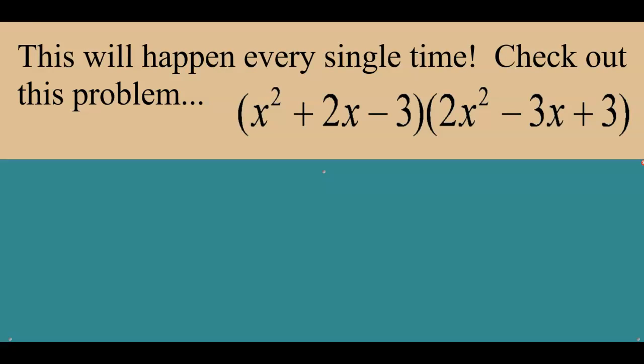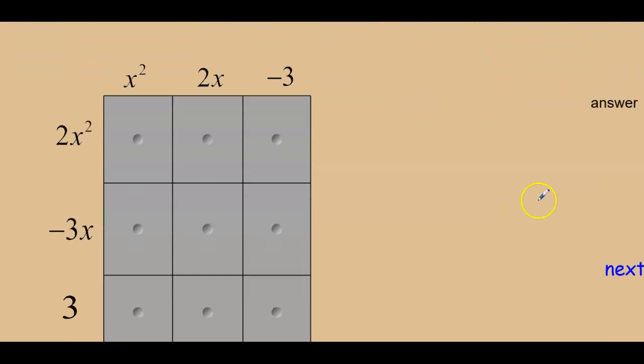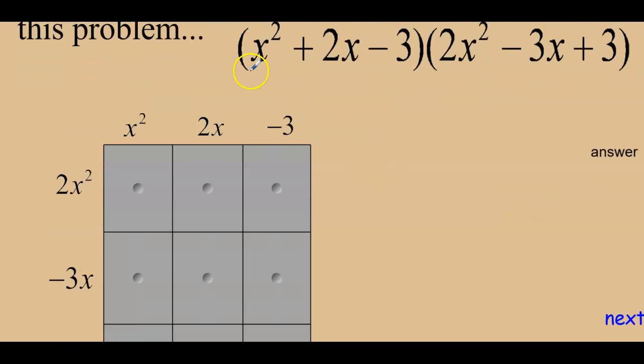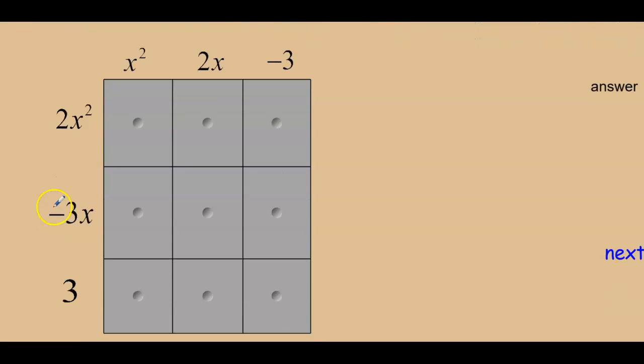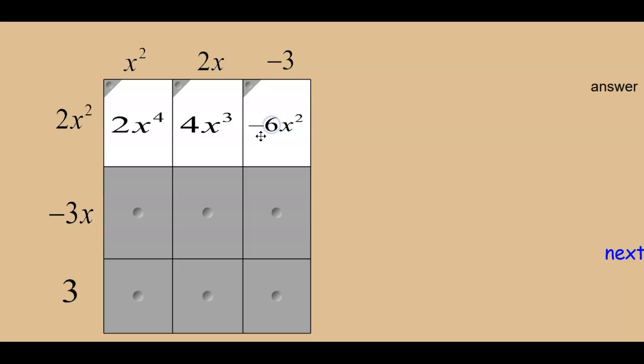What I'd like you to do is set this up as an area problem. So watch. I took my first trinomial this time, x squared, 2x, minus 3. And along the side, I did my second trinomial, 2x squared minus 3x and a positive 3. And look what happens. 2x squared times x squared is 2x to the 4th. 2x squared times 2x is 4x to the 3rd. 2 times a negative 3 is a negative 6x squared.